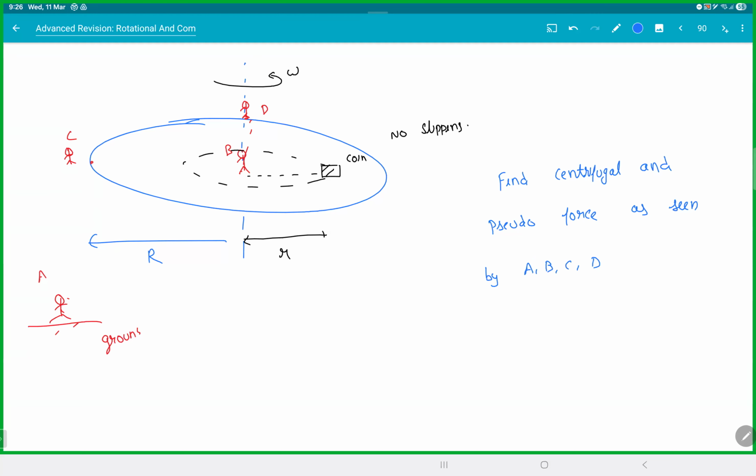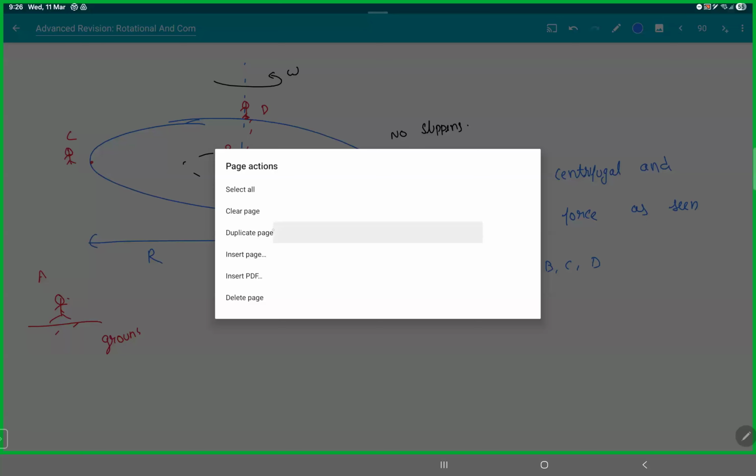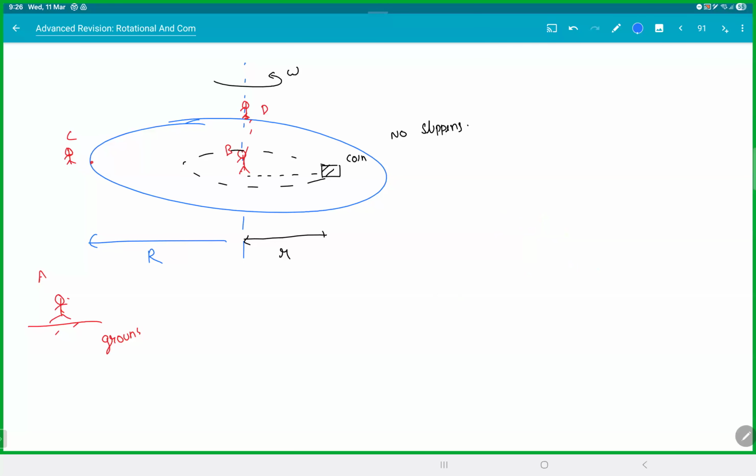A is the easiest one, isn't it? If you ask A what is happening, what will A say? A will say, I am at rest. So he is in an inertial frame. So what is the pseudo force? Zero. Clear? And there's no centrifugal force. Everything is zero for him.